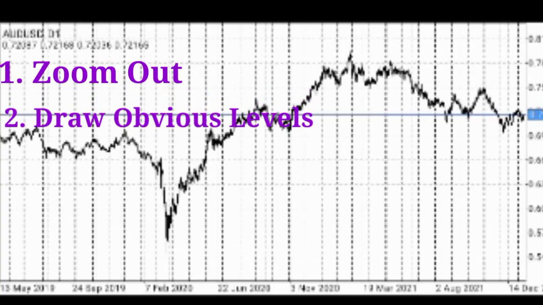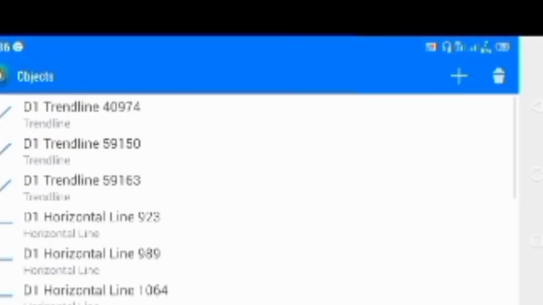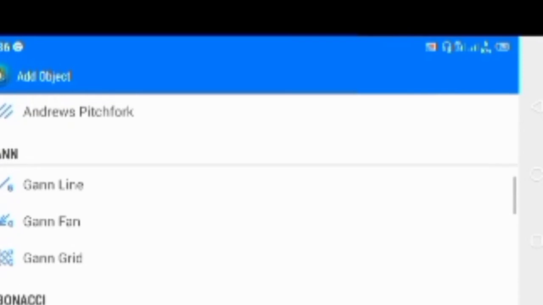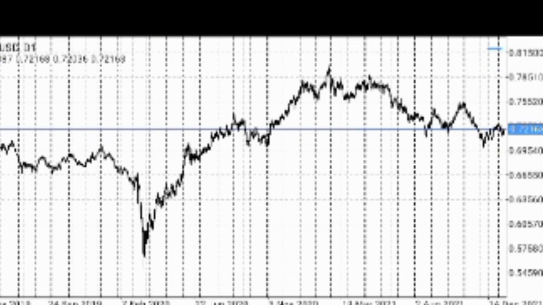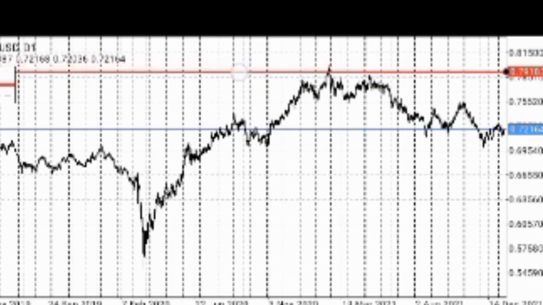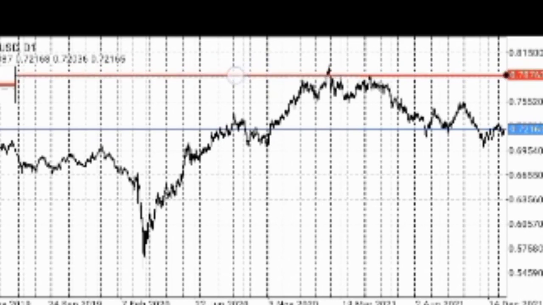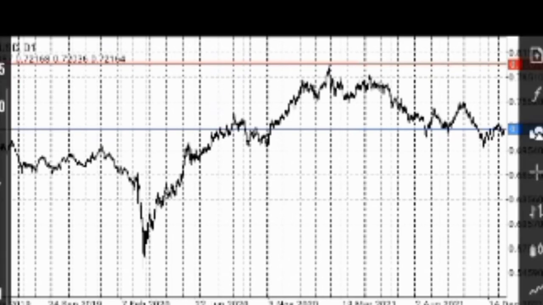Then the next thing you need to do is to draw the most significant levels. So looking at this chart, you can find that there are some very significant levels. Then coming to objects, then selecting horizontal line. So where are my obvious levels, my significant levels? This is number 1. I can just take this number 1. Then I can get another one.